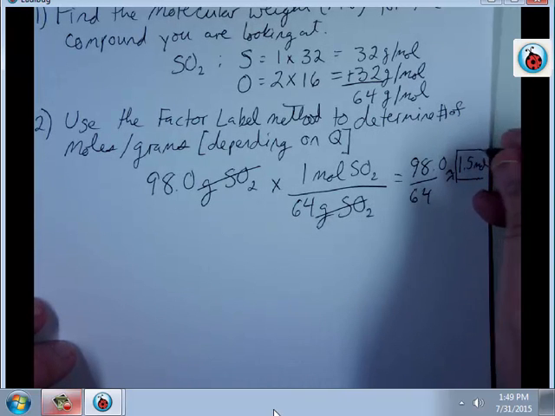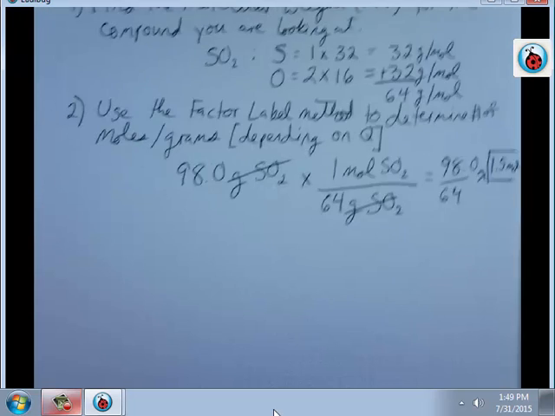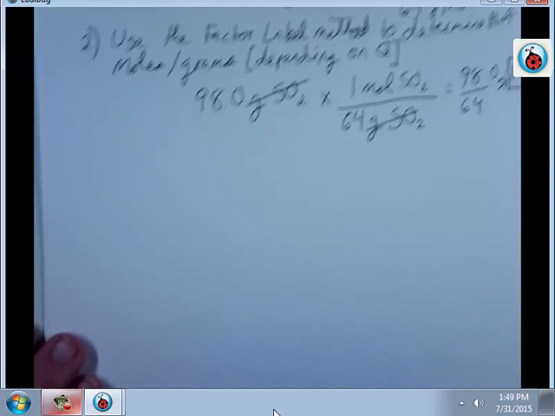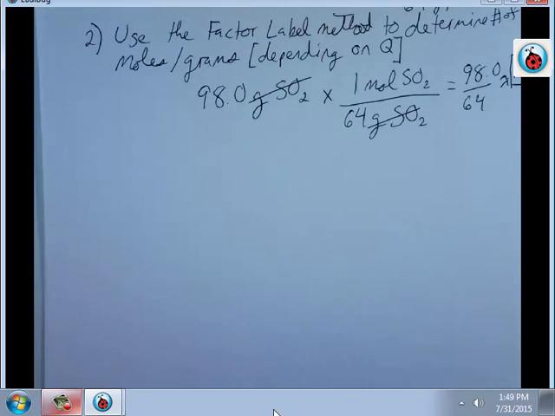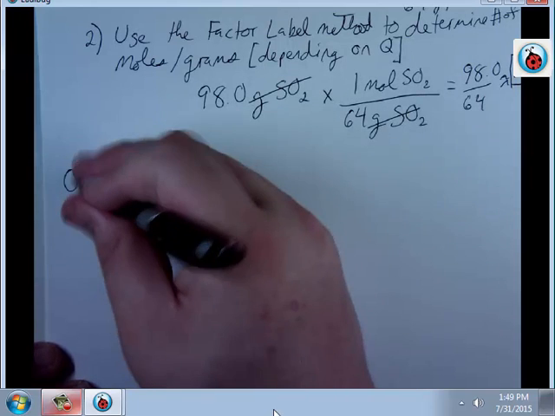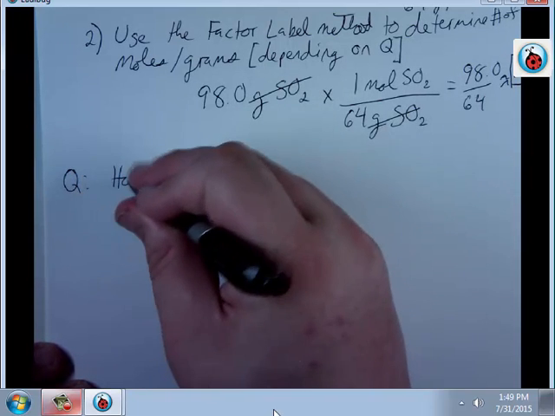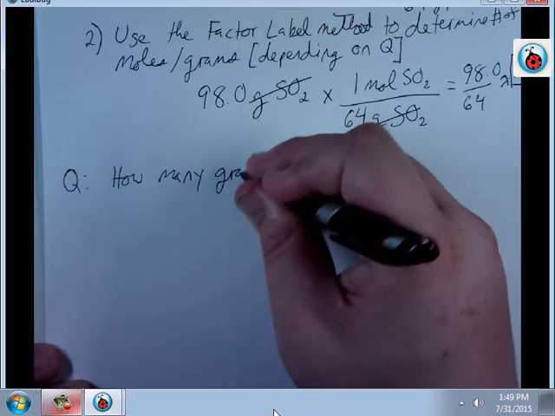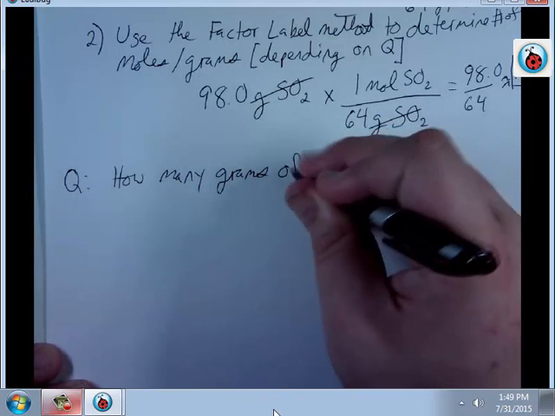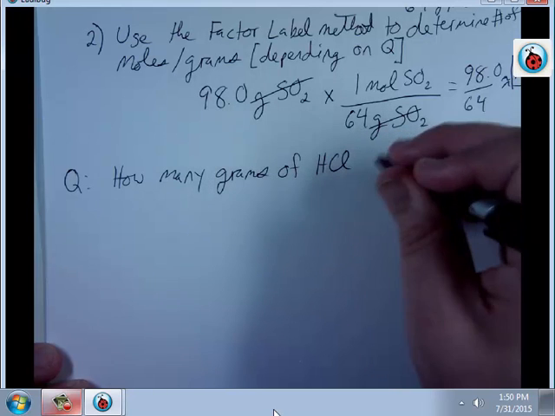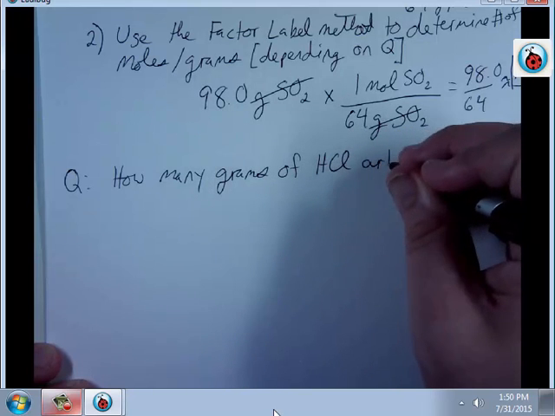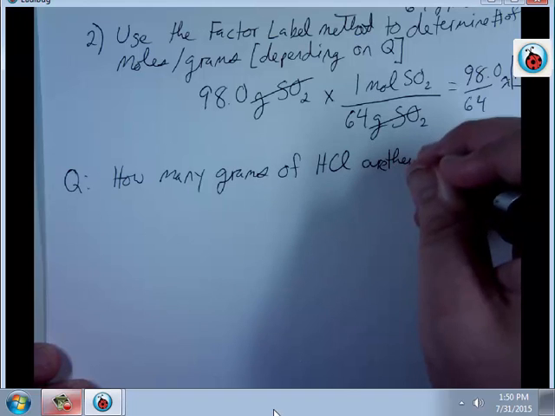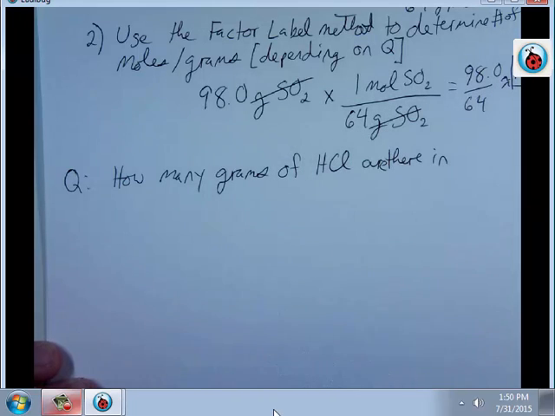And that's all there is to ones like these. We can even go the opposite direction. How many grams? So here's a new question. Of HCl are there in 3 moles?